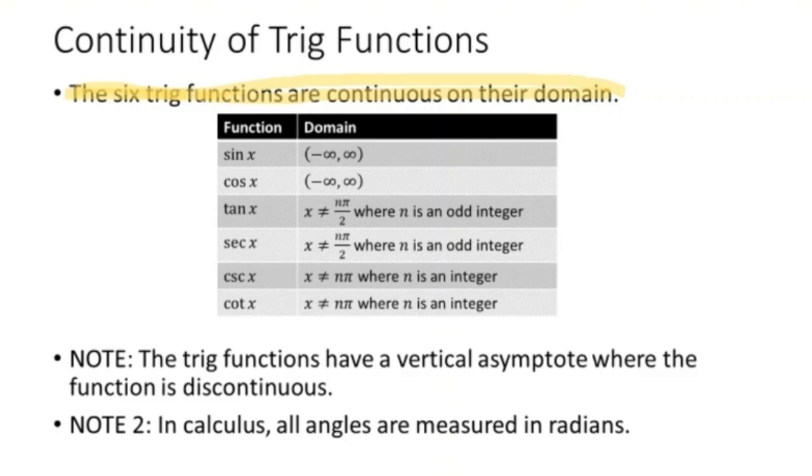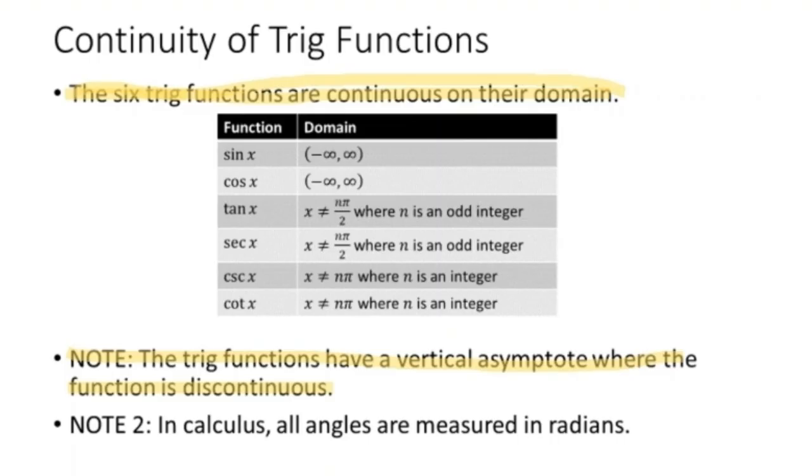Cosecant and cotangent have a domain of all real numbers except for integer multiples of pi. So cosecant and cotangent will be continuous everywhere except for integer multiples of pi. Because they are continuous on their domains, that means we can apply direct substitution to find their limits. One thing to note, though, is the trig functions have vertical asymptotes anywhere where the functions are discontinuous.